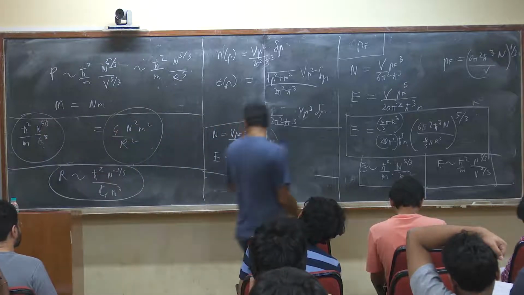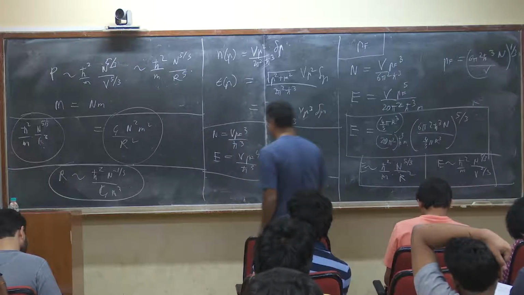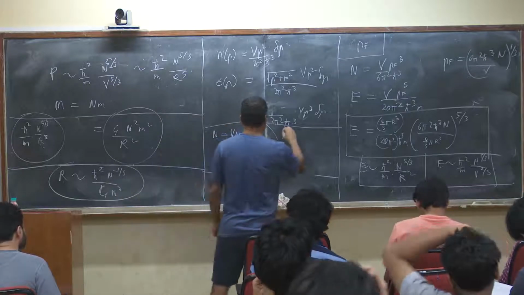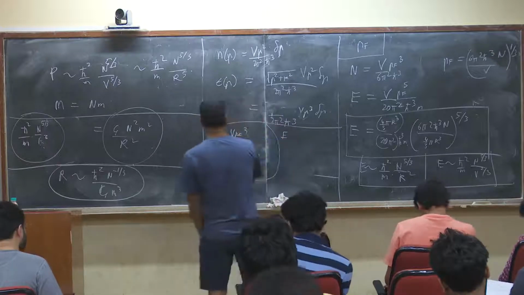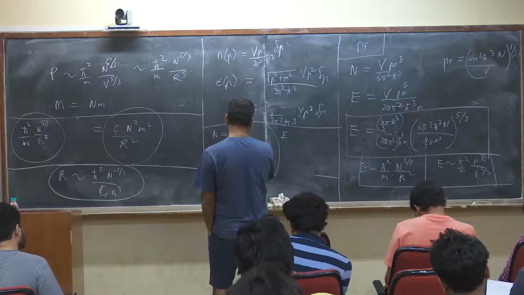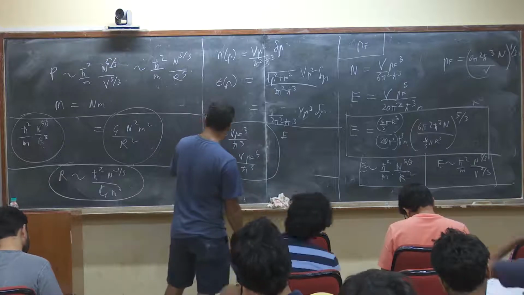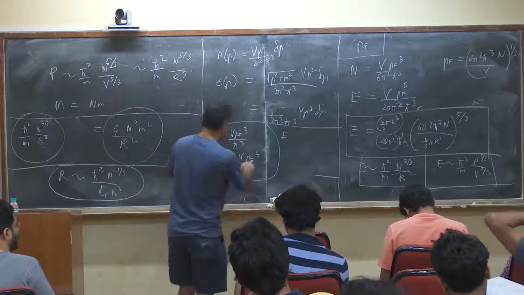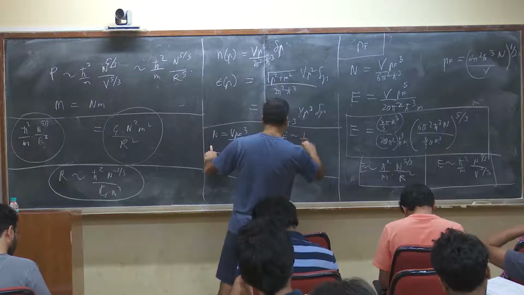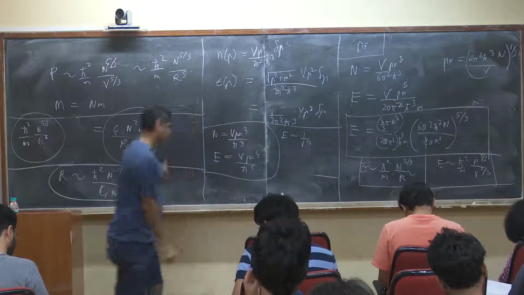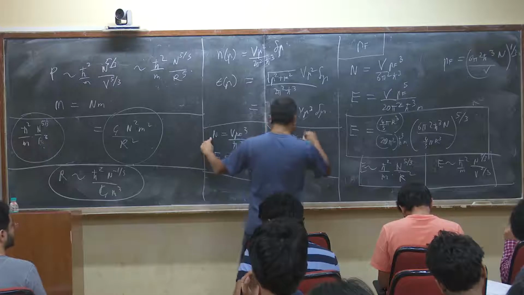OK. So now what do we have? Now we want to eliminate PF between these. And so we get, we want E as a function of V and N. So we will get E is equal to, now, how is it? This will give us a V to the power 1 by 3, so 1 by V to the power 1 by 3, and an N to the power 4 by 3.